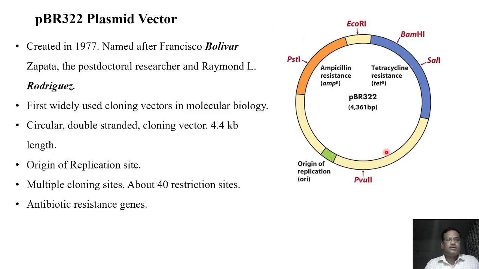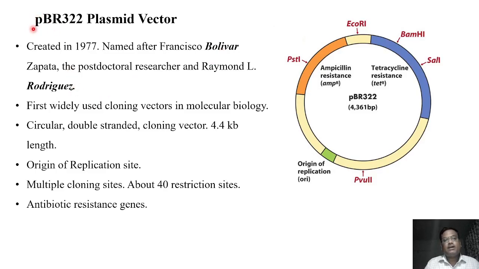Now let us study one plasmid vector which was very popular, pBR322, pUC. Like this, there were many plasmids which were used in the earlier stages. The pBR322 plasmid vector was created in 1977 by Bolivar and Rodriguez.